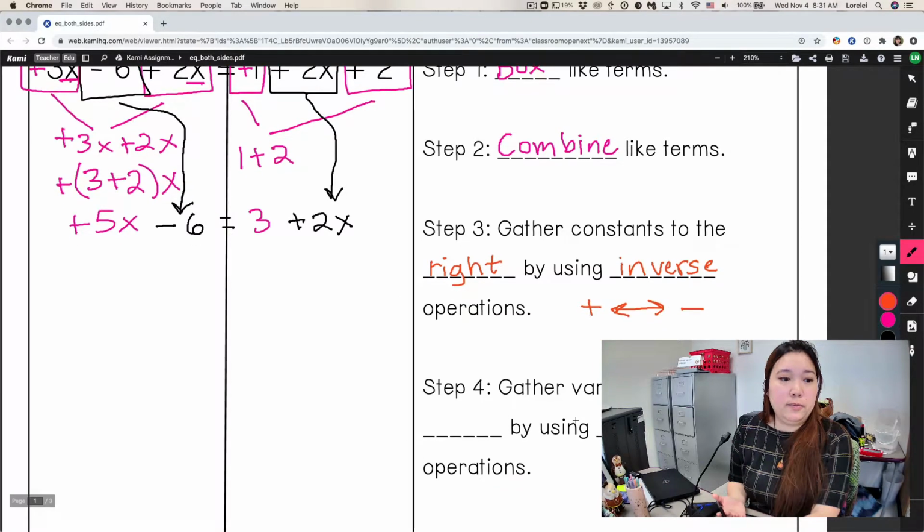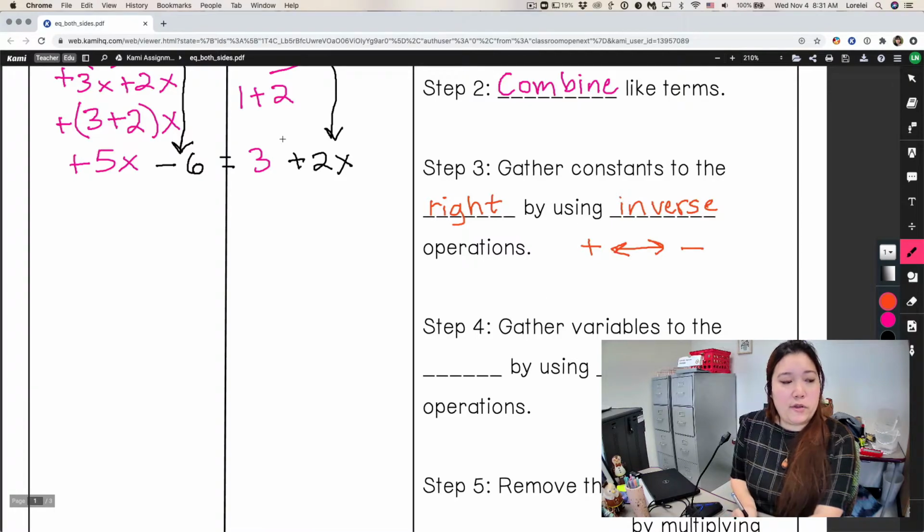So right now, we already have 3 by itself as a constant on the right. There's no other constants here because we already combined like terms. So what we want is to move this -6 to the right, because right now it's on the left. We want them all on the right. So we need to get rid of it on the left and move it. And to do that, we're using inverse operations, right?